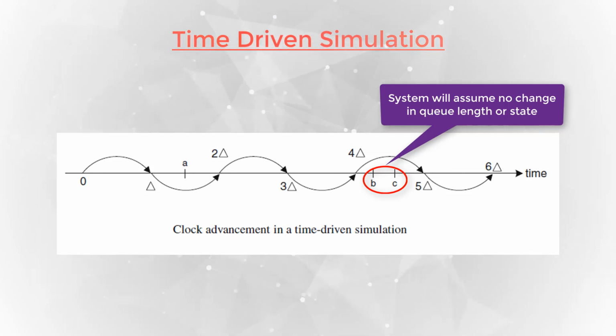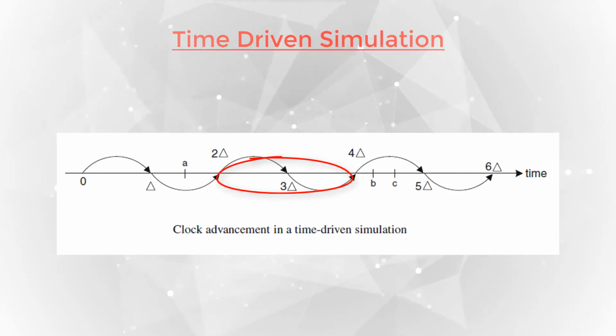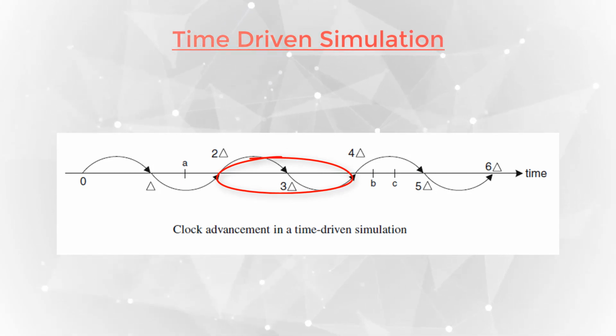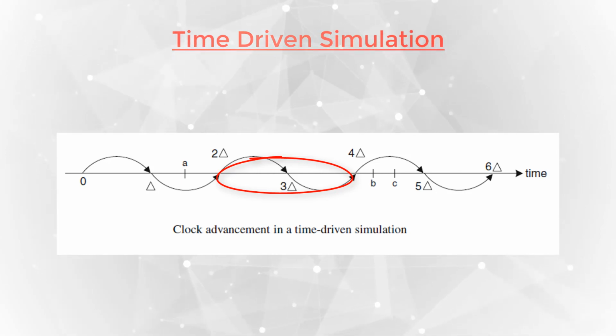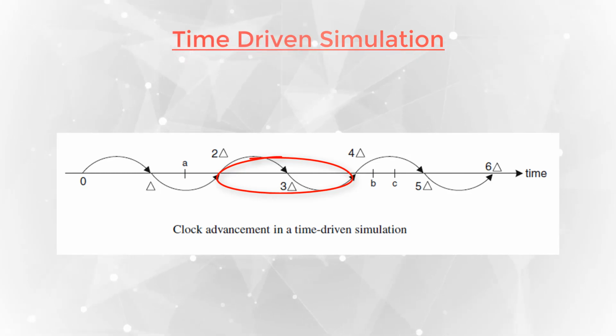An example of waste of computational effort occurs between delta 2 and delta 4. Although no event occurred in this interval, the simulation wastes computational resources to stop and process events at delta 3 and delta 4.